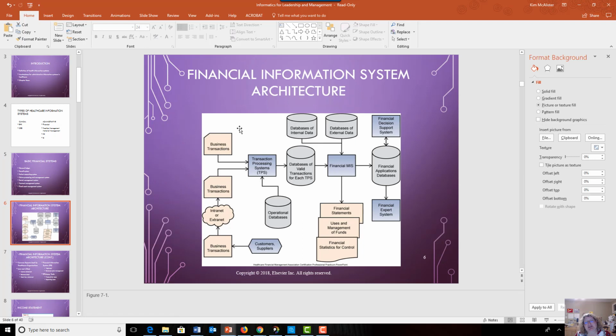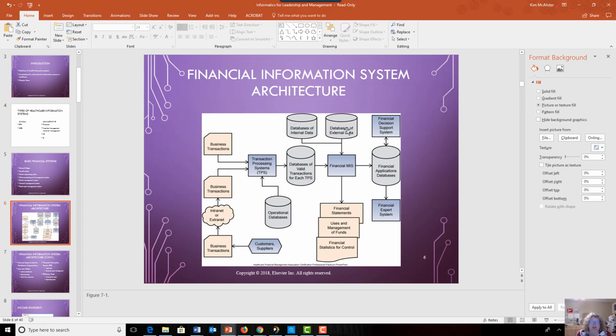And this is the financial information system architecture. And you can see you have customers and suppliers and business transactions, and the internet can get in place, and then you have business transactions that go across the internet, and then sometimes people come in and make payments, or there's other things that go on within the system. And then you have to have a transaction processing system. And boy, when that goes down, we have a lot of problems because your claims don't get taken care of. People can't pay their bills. You can't pay your vendors, and it becomes a big problem. So you also have all types of databases because you have to back those systems up.